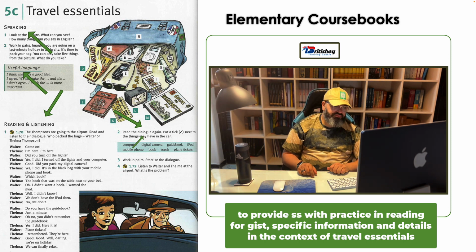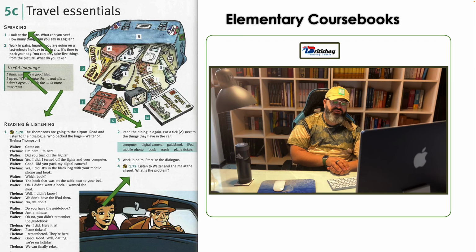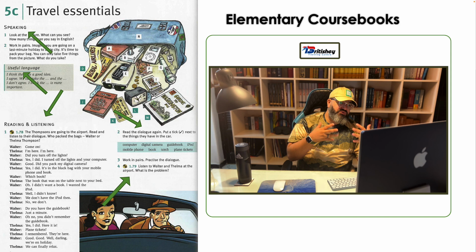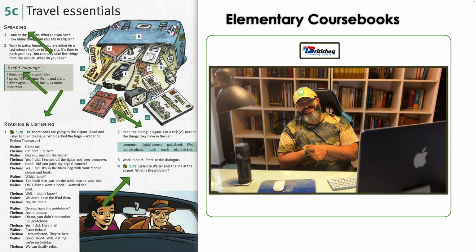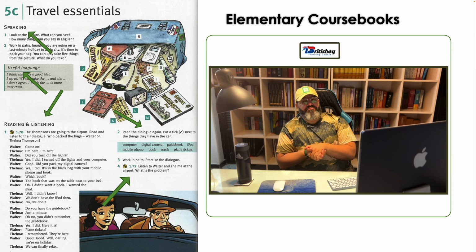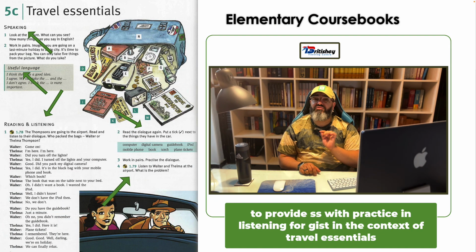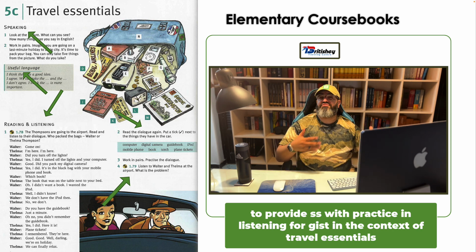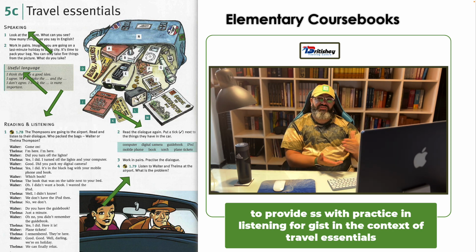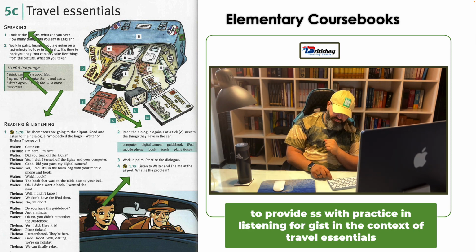Now, as for the sub-aim, let's look at this lesson and activity, which is number 4. Listen to Walter and Thelma at the airport. What's the problem? And again, that's obviously listening for gist. So we can write it this way. To provide students with practice in listening for gist in the context of travel essentials. And Bob's your uncle. Right.